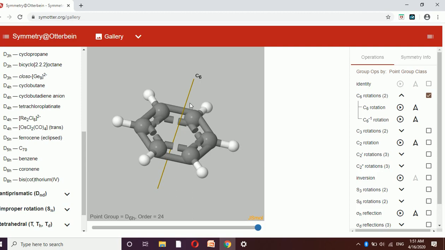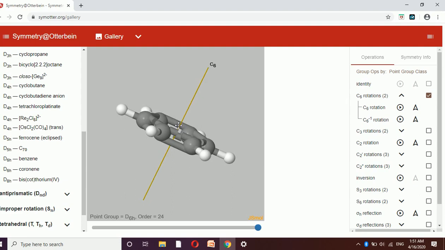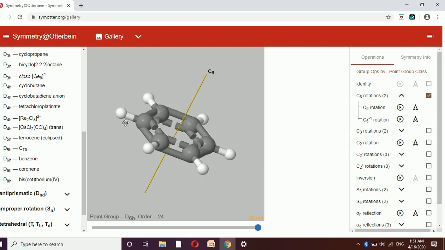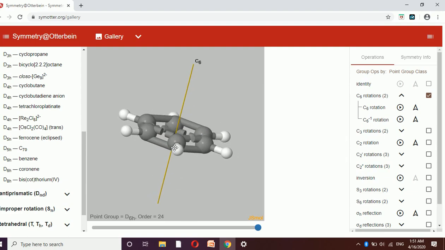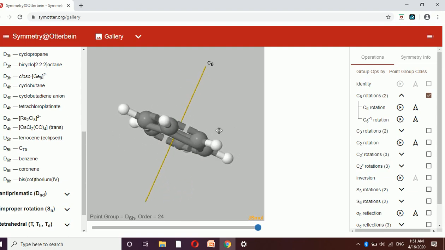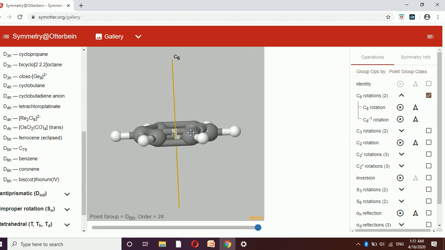Today we continue with the rotation operation again. I have chosen a benzene molecule for you today, and I have also marked an axis here which is passing through the center of the molecule. We all know benzene is a planar molecule with 6 carbon atoms and 6 hydrogen atoms. All those in gray color are carbons and the white ones are hydrogens, and the axis is passing through the center of the molecule.